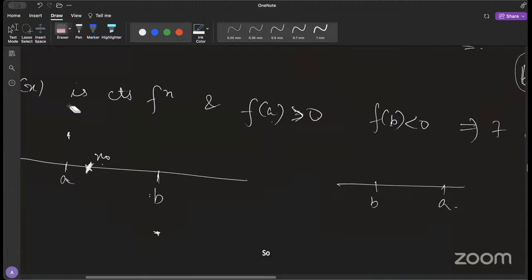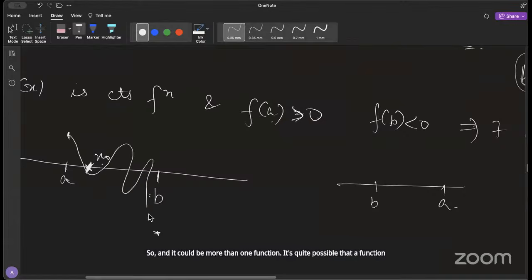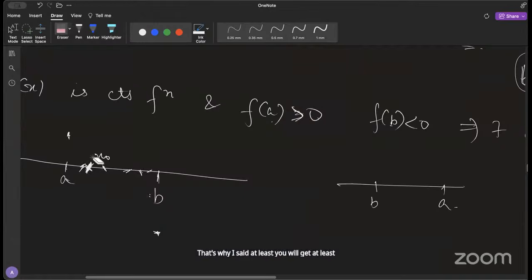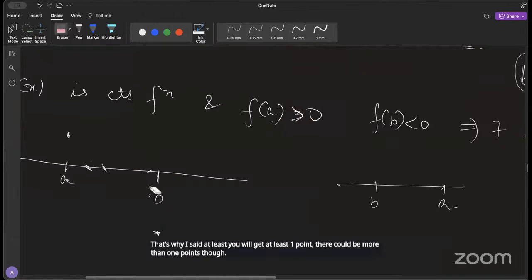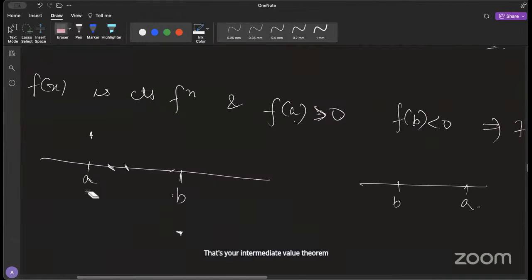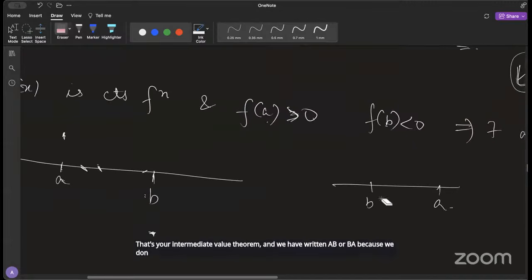And it could be more than one. It's quite possible that your function looks like this. Now it's taking 0 value at more than one point. That's why I said you will get at least one point. There could be more than one point though. That's your intermediate value theorem. And we have written (a, b) or (b, a) because we don't know which one is greater. Is that okay?